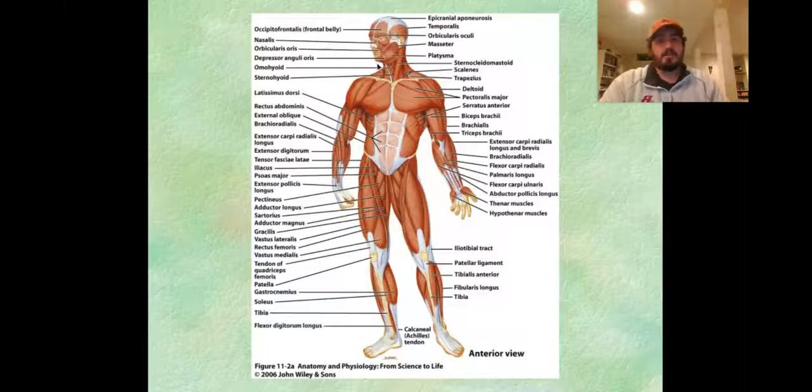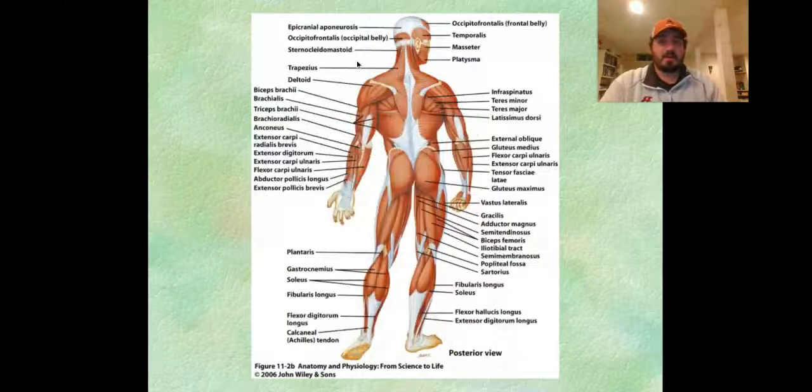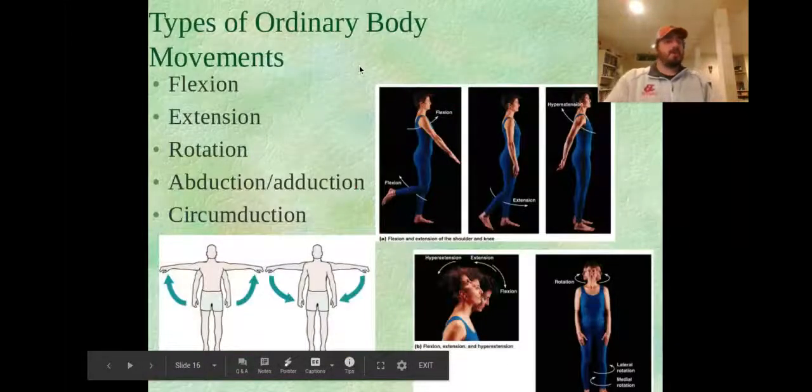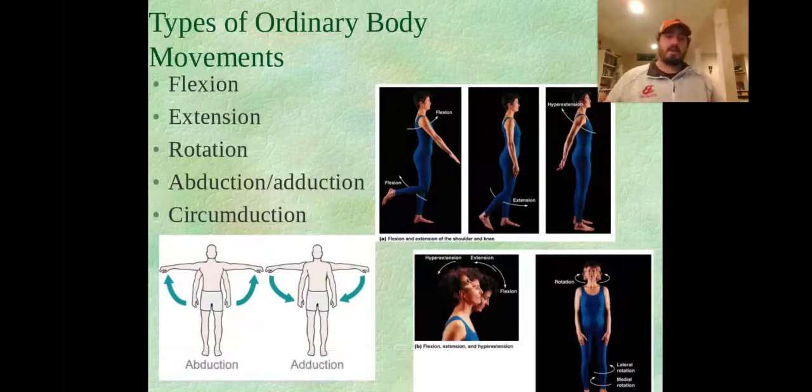We're going to look at these in humans. We're going to look at these in cats. So you're going to have to know these. Both an anterior and posterior view here. Okay, so how do we use these muscles and bones that work together to create mechanical advantage through levers? And we can name them. How do we do different types of motions?